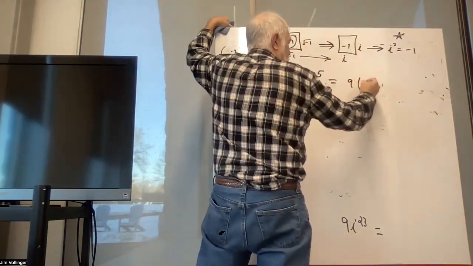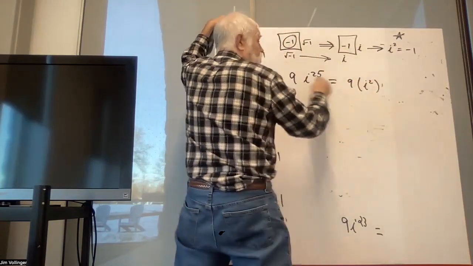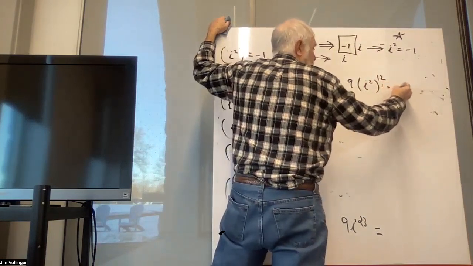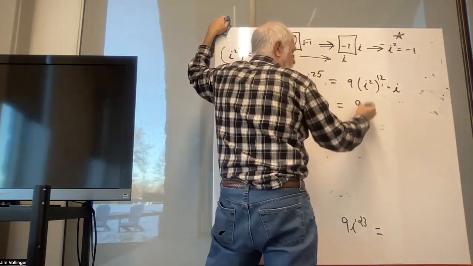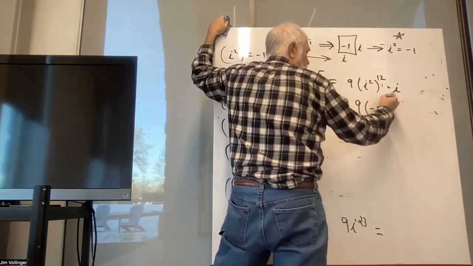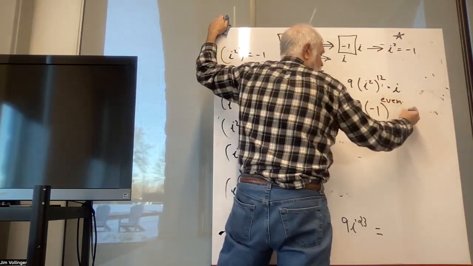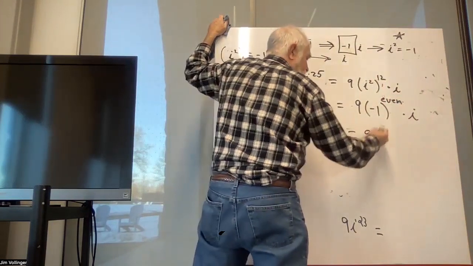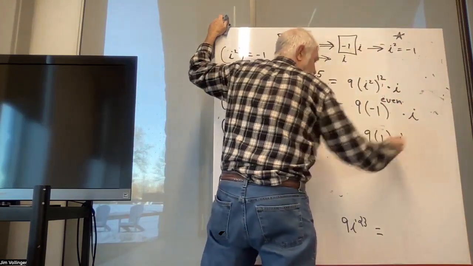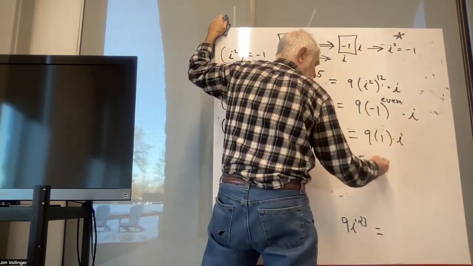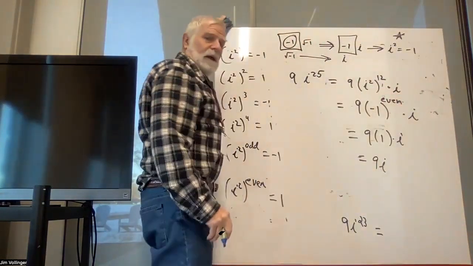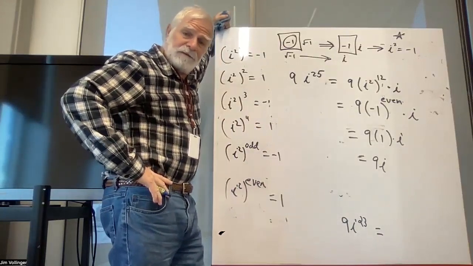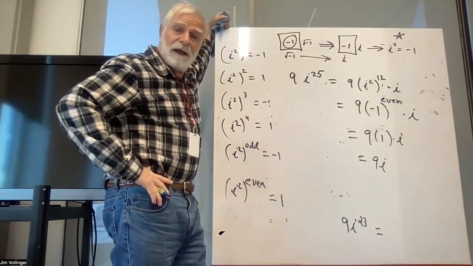9i squared, now it's 12 times, that gets me to 24 times i. Well, that's 9 times (-1) to an even power times i. Well, that looks to me to be 9 times +1 times i. Or simply put, 9i. Okay, so you'll see one of those problems on every test until the middle of May.